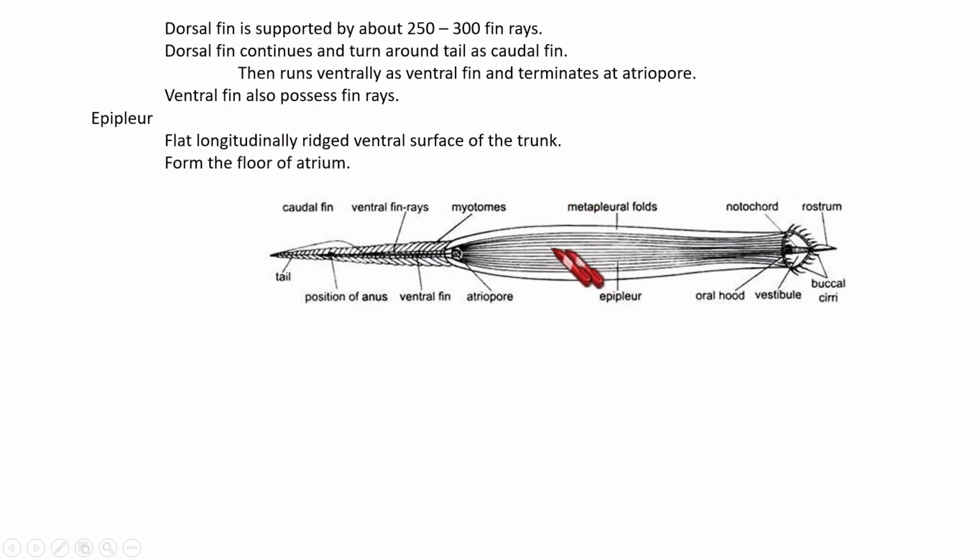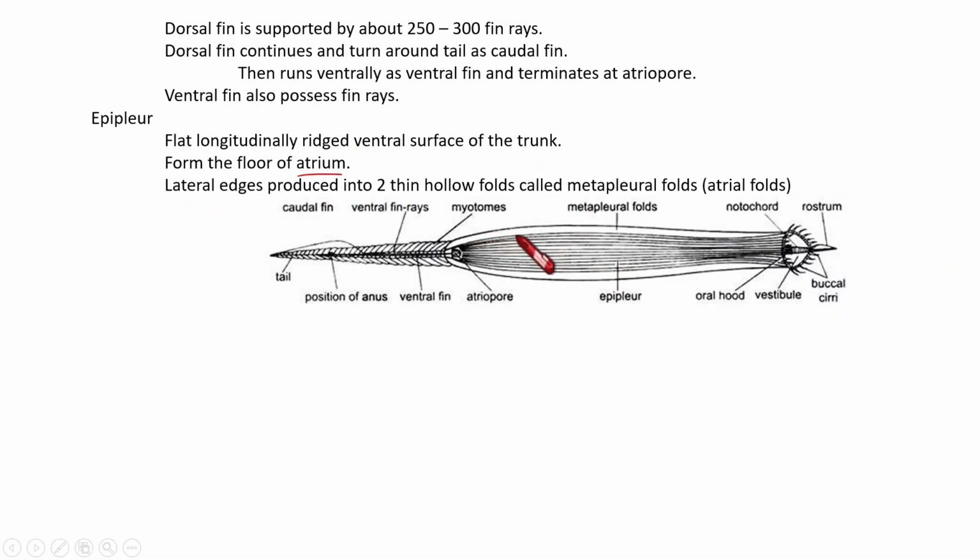And this epipleure forms the floor of the atrium. We know that the atrium is the cavity lined by ectoderm and it covers the pharynx. And its floor is formed by the epipleure.